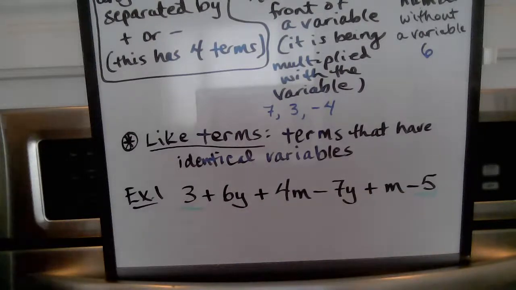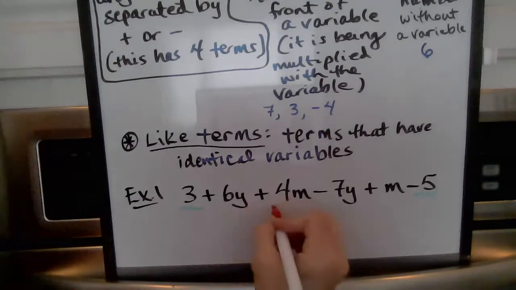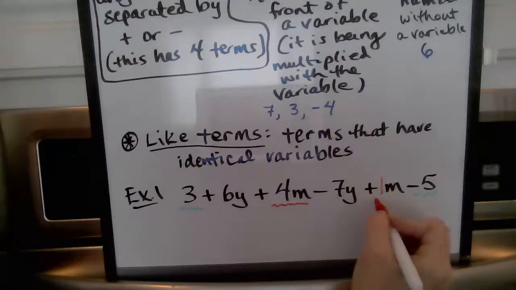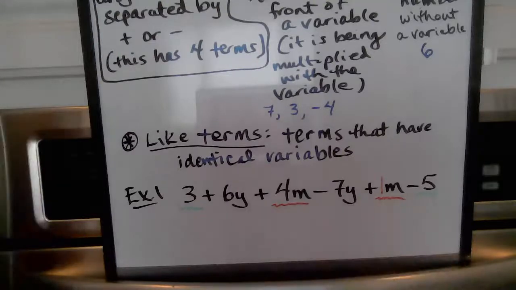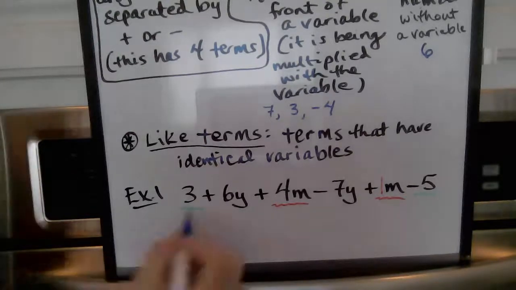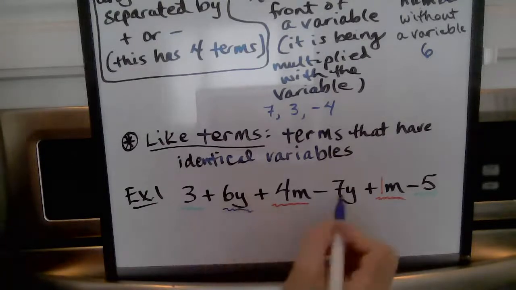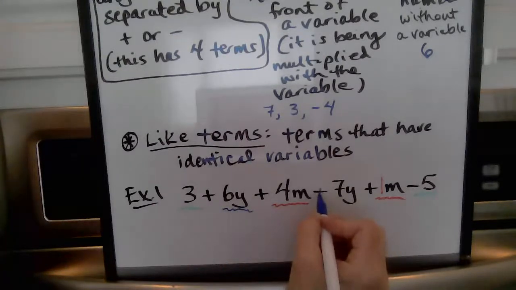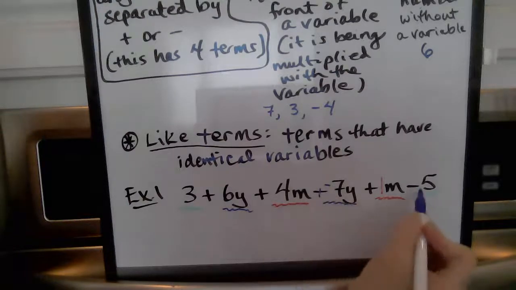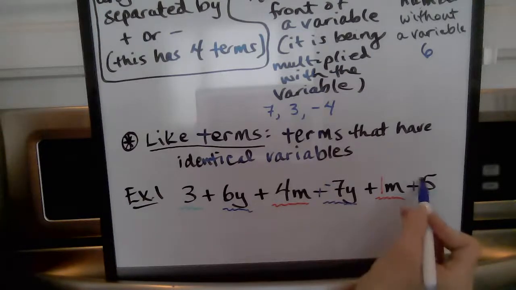We can also put our m's together. So we have 4 m's here and 1 m here. When you don't see a number in front of the variable, remember there is one of them. And then finally, we have our y's. We have a 6y and we have a -7y. And again, that subtraction sign is what makes it negative. Let's go ahead and switch this one so it shows up.